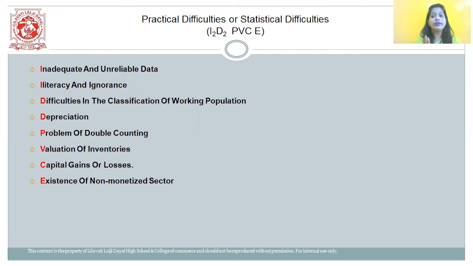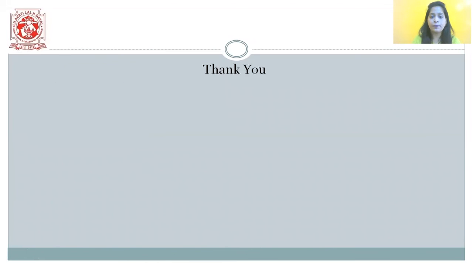So first we have inadequate and unreliable data. Second, illiteracy and ignorance. Third, difficulties in the classification of working population. And next, you have depreciation, problem of double counting, valuation of inventories, capital gains or losses. And the last one is existence of non-monetized sector. Okay. So with this, students, we've completed the chapter National Income. Thank you.